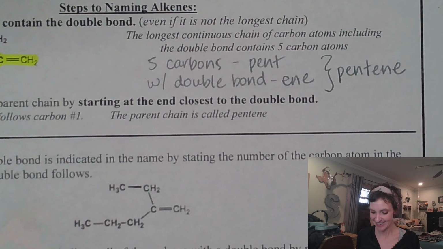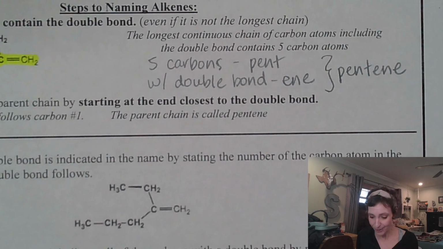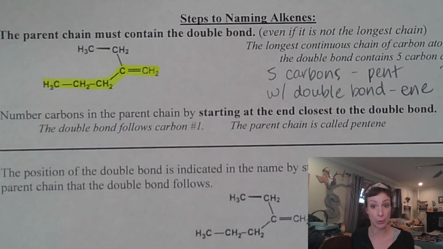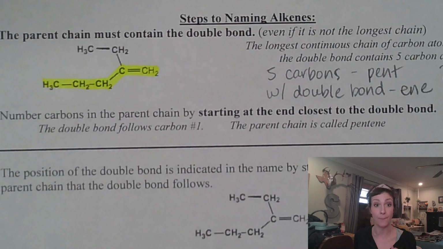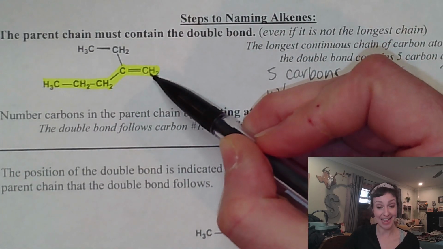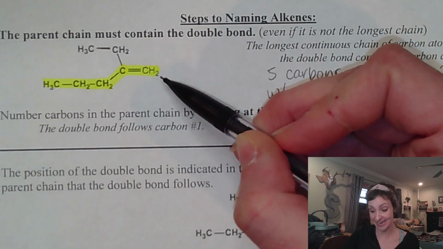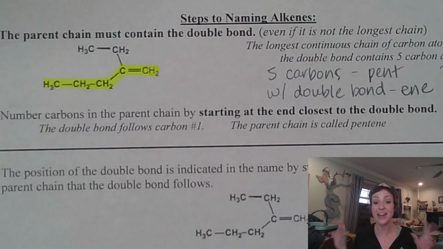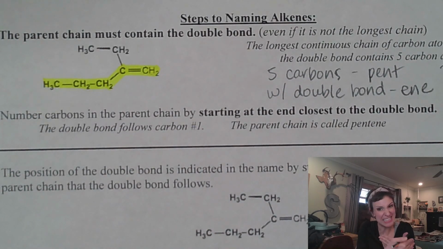Okay, so that's amazing. I'm also going to now number the carbons in the parent chain by starting at the end that is closest to the double bond. Well, obviously, the end that is closest to the double bond is this end right here. I will give you a heads up. The double bond is more important than any branching alkyl groups. Meaning, if my double bond looks like it's further into the molecule than a branched group is, I'm still going to start my numbering system according to the double bond and not my branches. Branches are a secondary thing.